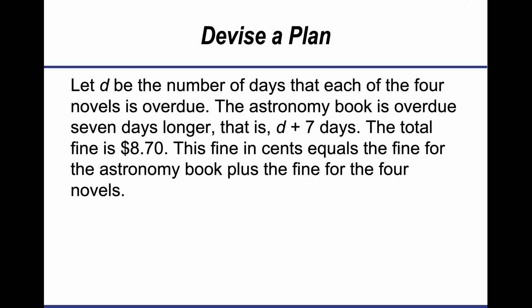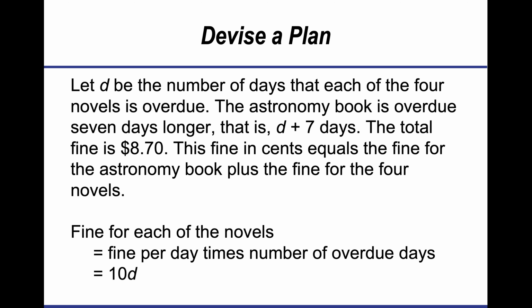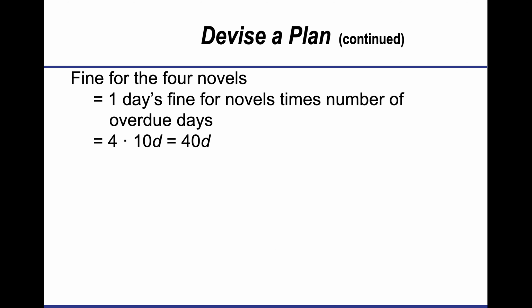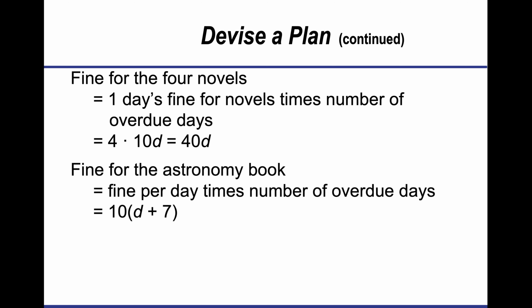So then we're going to create a plan. So I know that the number of days that he brought it in, one group came in 7 days later. Then the fine for each of the novels, like we said, is going to be 10 cents a day. You don't need to put a .10 in here. We can add that decimal in later. And so the fine for the 4 novels, if I looked at just one day, that would be the 4 times the 10, because I have 4 novels out.